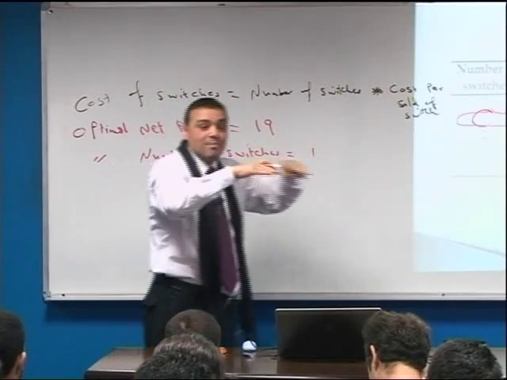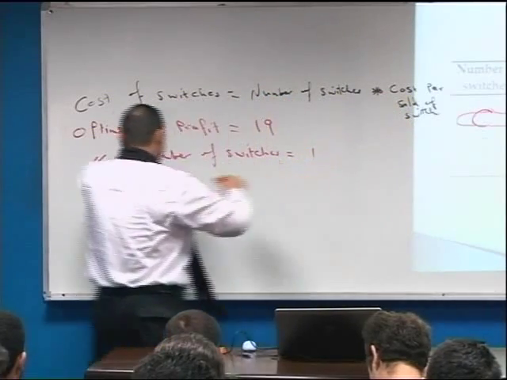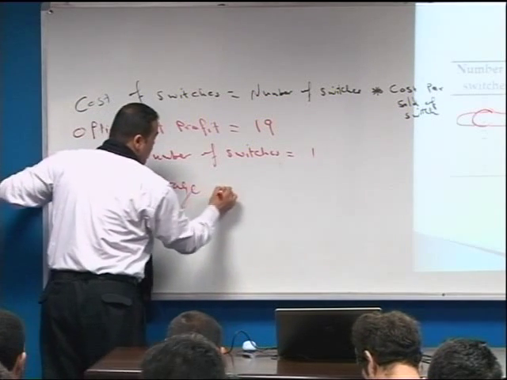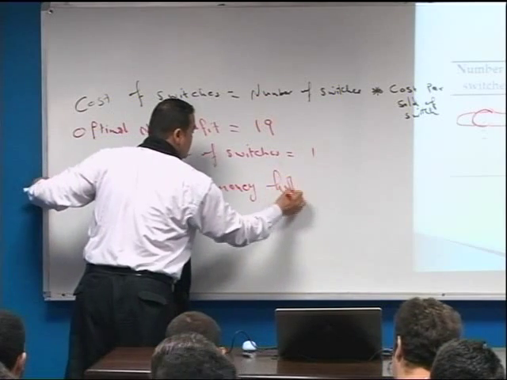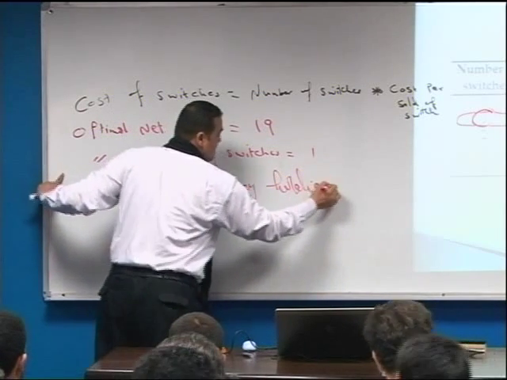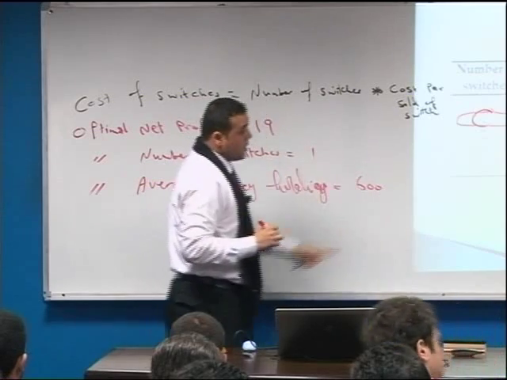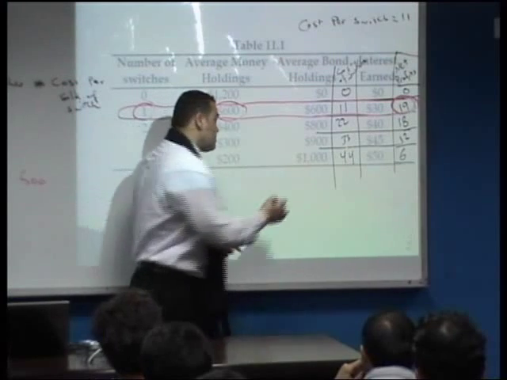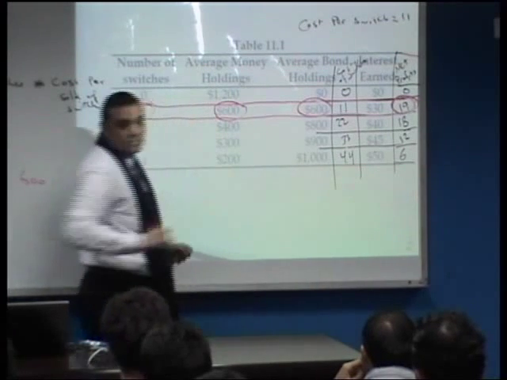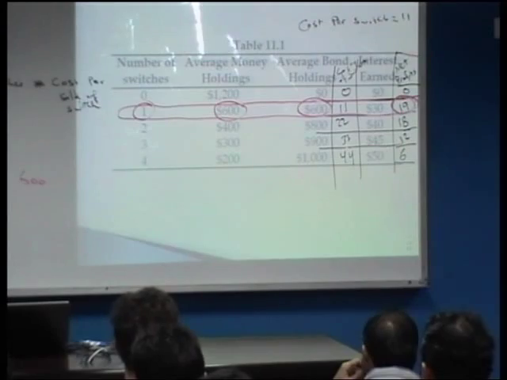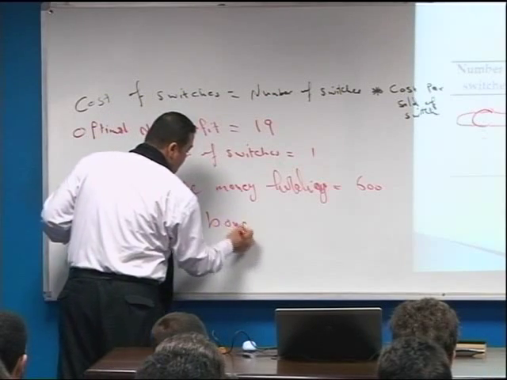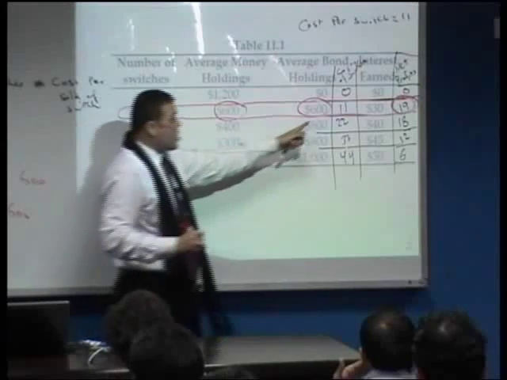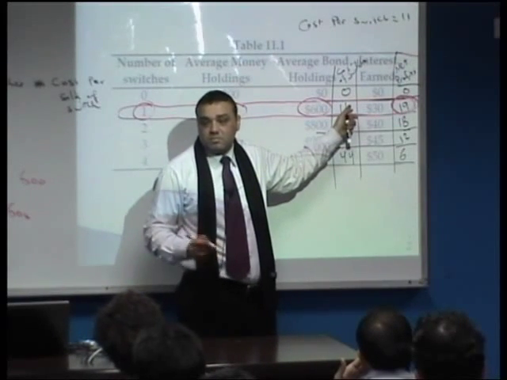And the corresponding one, how much does it come to? So the optimal average money holding equals $600. Okay, the average bond, the optimal average bond holding, how much? Exactly. Okay. So the optimal average bond holding equals 600. Okay, the optimal cost of switches is 11.